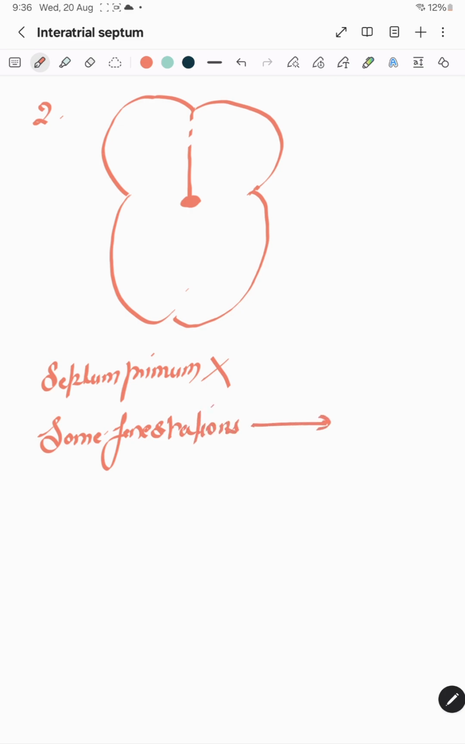They will join together to form foramen secundum. So they will join together to form a foramen secundum. Okay, so foramen secundum is formed.